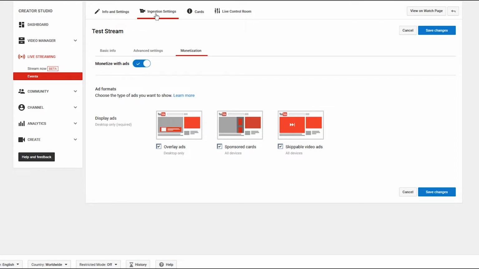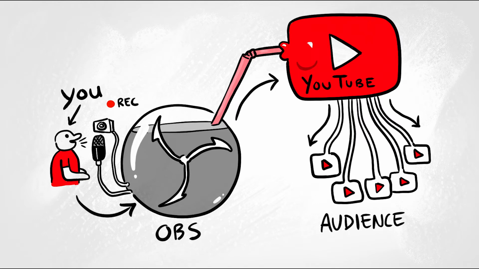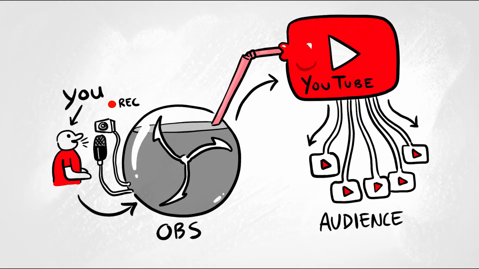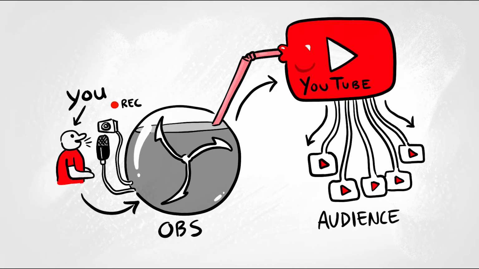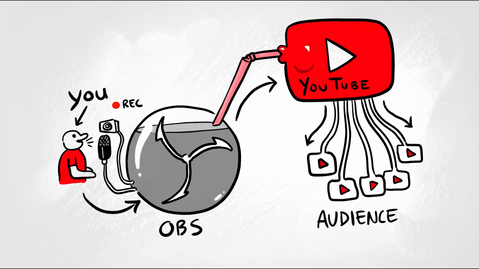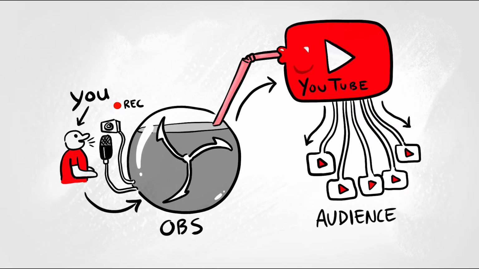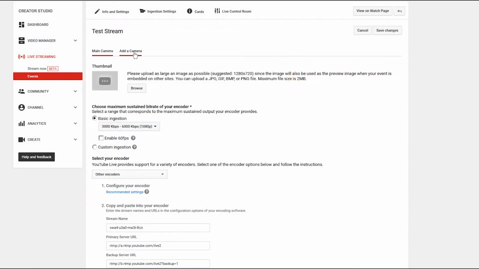Now let's go to ingestion settings. You could think of ingestion like YouTube is eating the live stream from OBS. So OBS captures the live stream and then it sends it to YouTube, and YouTube slurps it up and it delivers it to your audience. So you can have multiple cameras or multiple live stream sources. Let's say if you had 2 computers, you could live stream from both of them, but typically you're just going to want to use one.